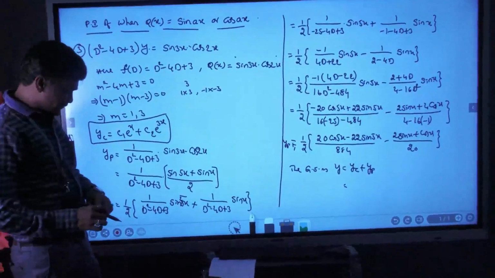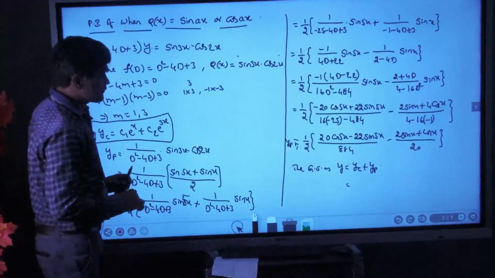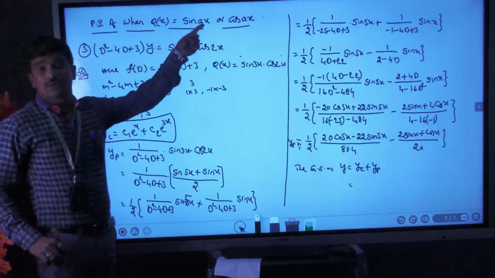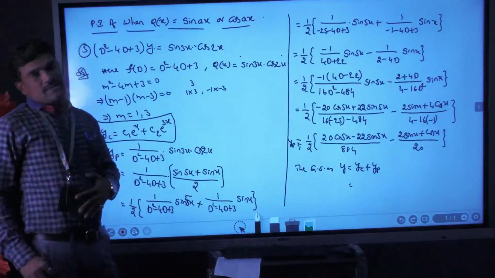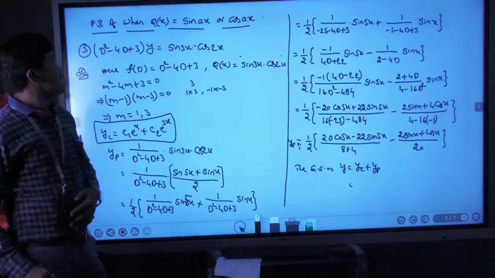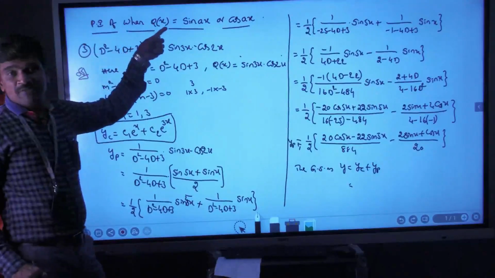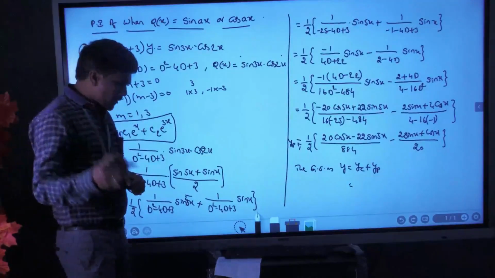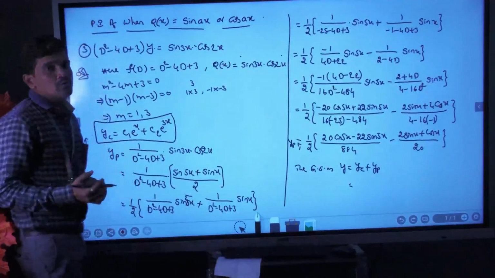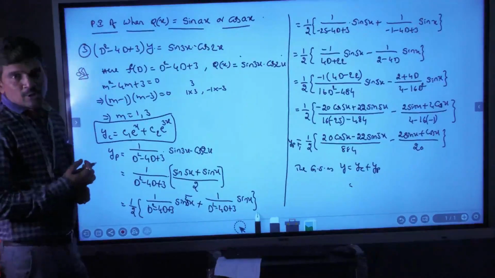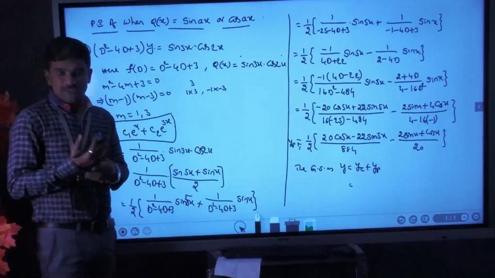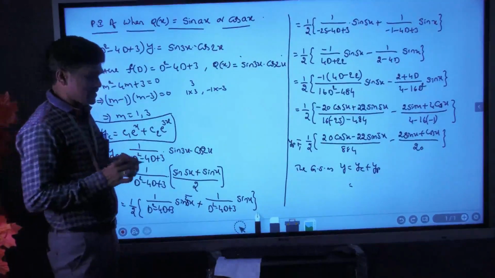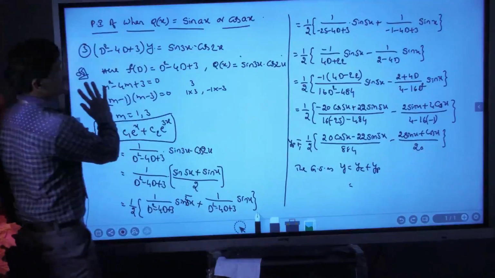Okay. Now this is the particular integration when q is equal to sin ax or cos ax. So we have the next method, the particular integration when q is equal to x power k form. So when q is x power k, then how to find particular integration? To find particular integration when q is x power k, first of all we have to learn some formulas. So what are the formulas here? Now we discuss those formulas.